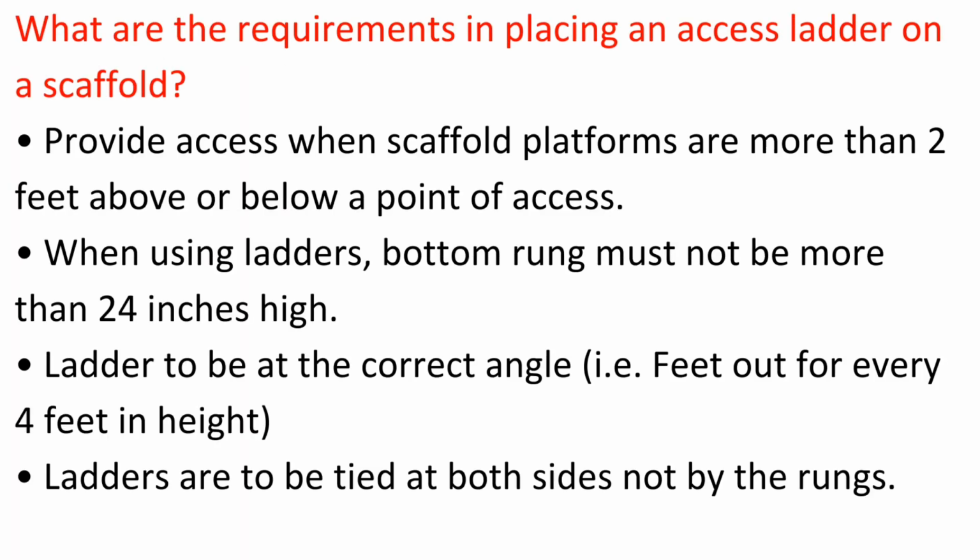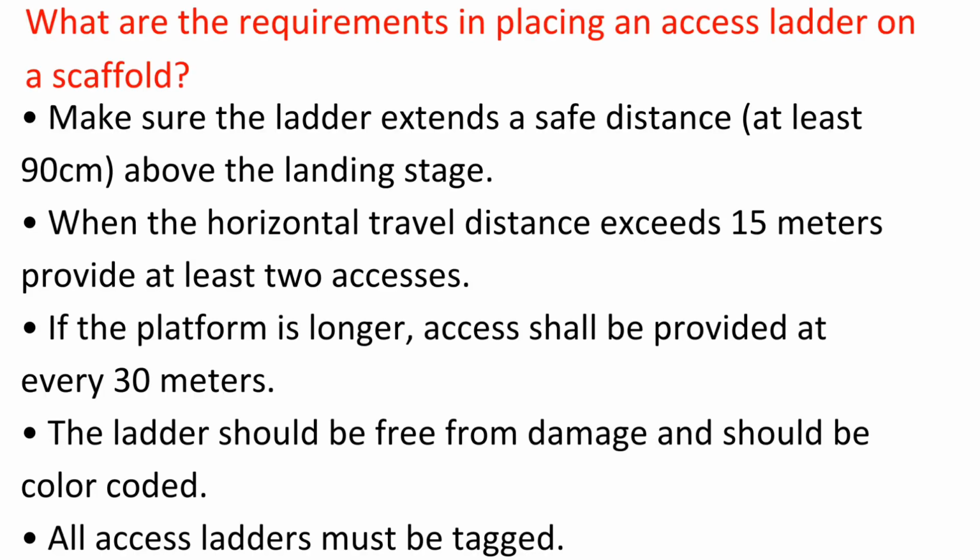Question: What are the requirements in placing an access ladder on a scaffold? Answer: Provide access when scaffold platforms are more than 2 feet above or below a point of access. When using ladders, the bottom rung must not be more than 24 inches high. Ladder to be at the correct angle, that is 1 foot out for every 4 feet in height. Ladders are to be tied at both sides, not by the rungs. Make sure the ladder extends a safe distance, at least 90 centimeters, above the landing stage.